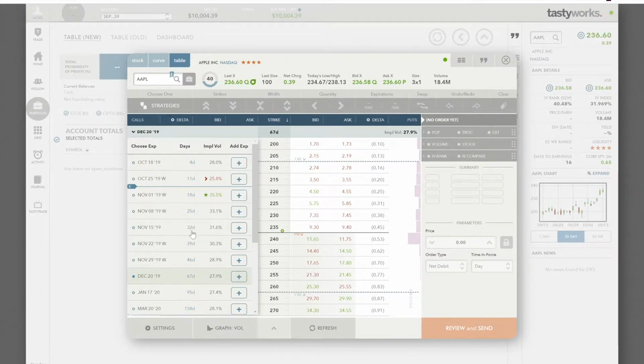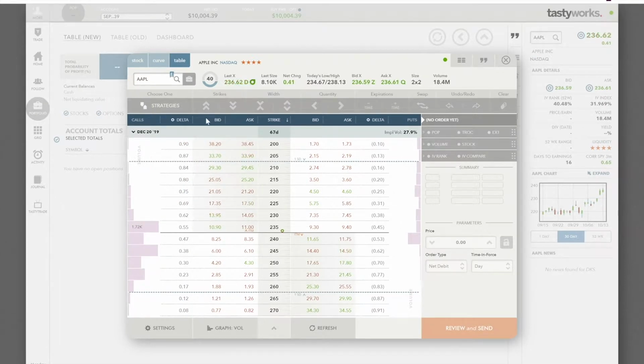We're starting to come into, it won't be too much longer here, and theta is going to start to kick in, and time decay is going to work against you. So we'll go out a little bit further, out to December. And then we've got 67 days. We've got an implied volatility of 28%. Everything looks pretty reasonable here.